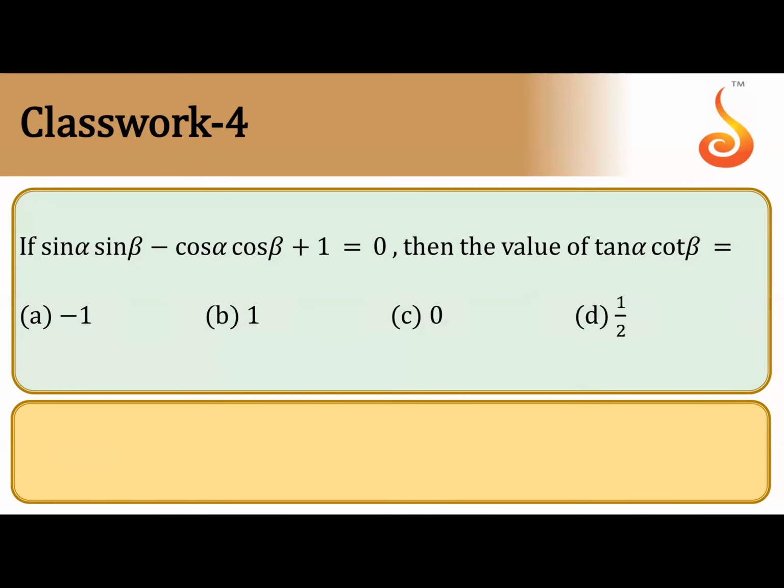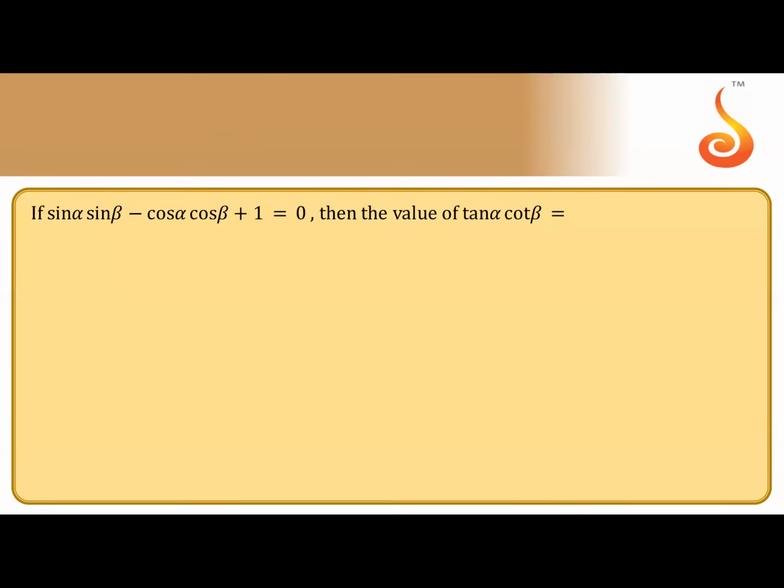Sin alpha into sin beta minus cos alpha into cos beta plus 1 equal to 0. Then find the value of tan alpha into cot beta. Very simple question. Bring these two to that side, so 1 equals cos alpha cos beta minus sin alpha sin beta. You know the formula: cos alpha cos beta minus sin alpha sin beta.